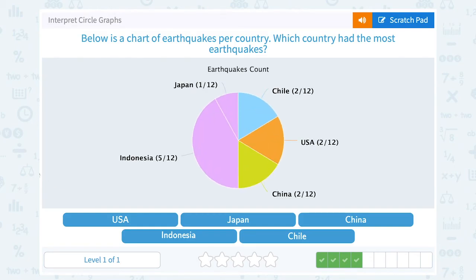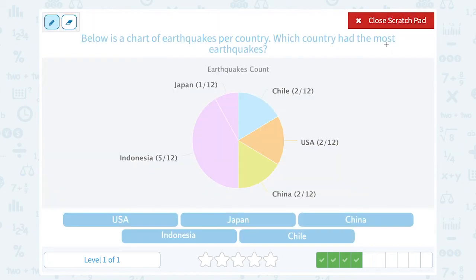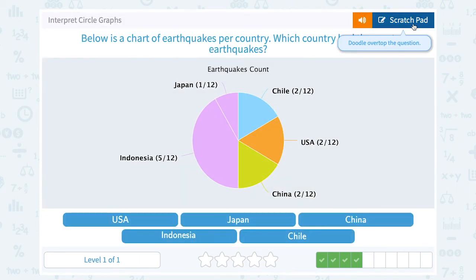Below is a chart of earthquakes per country. Which country had the most earthquakes? Okay, well, since they're asking about the most, I want to look for the biggest piece of my pie. Well, the biggest slice is right here, which represents Indonesia, right? Notice they had 5 earthquakes. All the other countries only had 1 or 2.